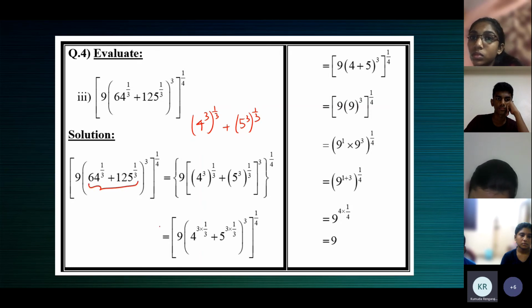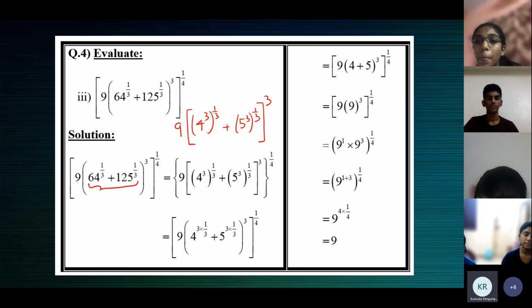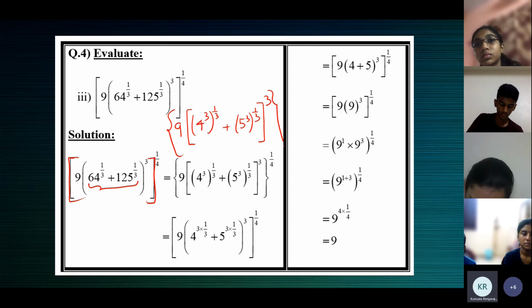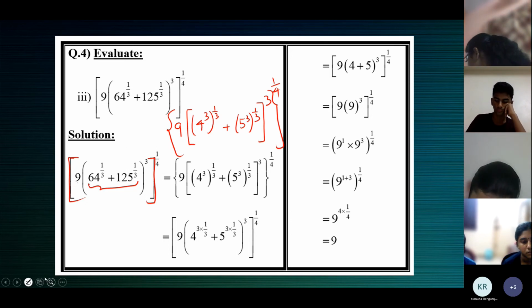This one we have written. Now the whole power 3. So I've used this one. Then what? There's a 9 there. Then the whole thing is raised to the power 1 by 4. The entire thing is raised to the power 1 by 4, so I put a curly bracket like this and raised it to the power 1 by 4. Please understand what you're writing.